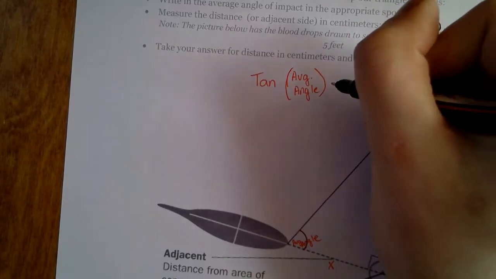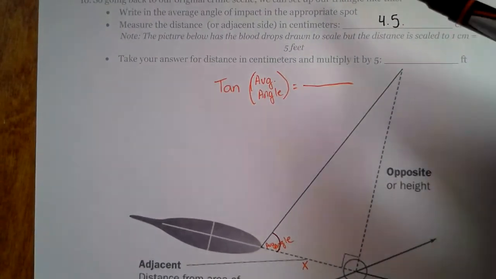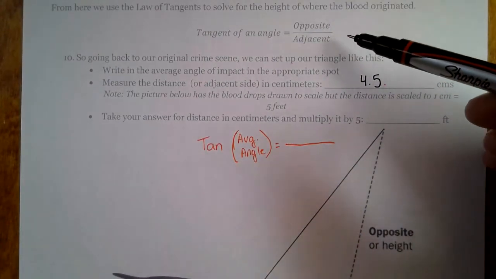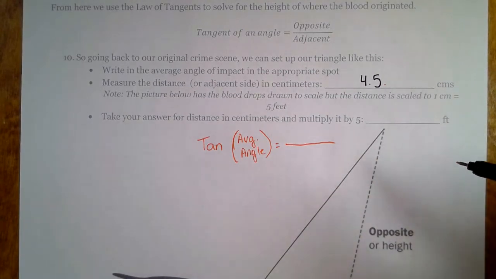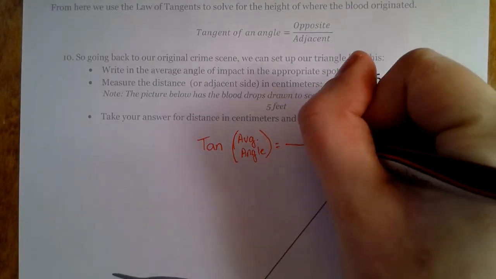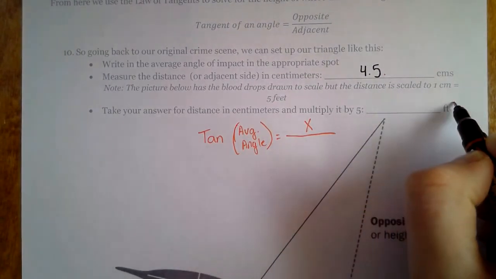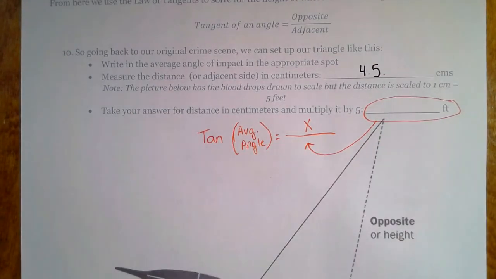So the average angle goes in here, and then we're going to have a ratio. We have the opposite over the adjacent, which is what our law of tangent says. The opposite is going to be the height of that wound from the floor. We are trying to figure that out, so in this mathematical equation, that's our unknown variable. However, we do know the adjacent, because we figured it out down here. So whatever you got for feet, you would put right there.